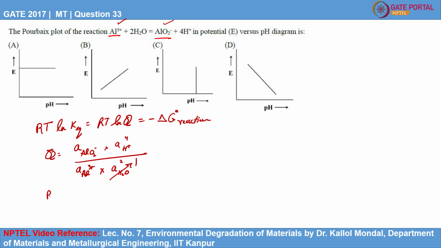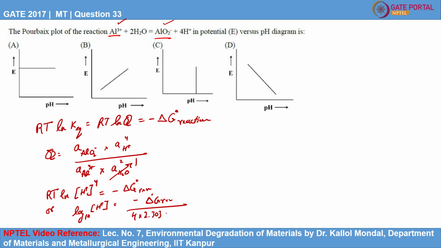So it will be RT ln [H+]^4 = -ΔG of reaction. Understood? Or you can write log to the base 10 of H+ ion is nothing but -ΔG of reaction upon 4 × 2.303 × RT. And log to the base 10 of H+ ion is nothing but minus pH. So pH comes out to be 4.38 × 10^-5 × ΔG° of reaction.